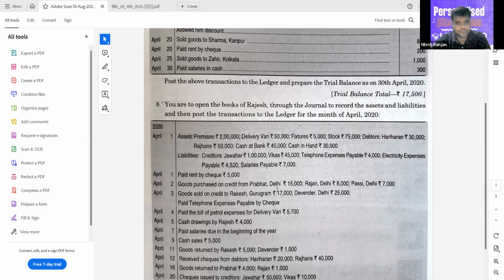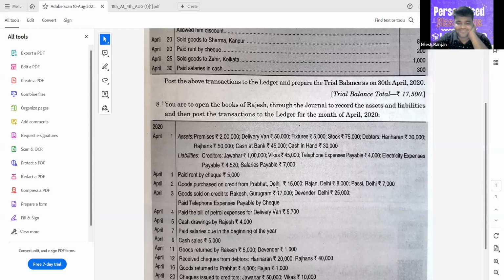Premises account, on the debit side, we will write by balance 12 lakh. Am I right? Sir, I did everything like this. Where is 12 lakh? See, sir, premises. No, 2 lakh, sorry, 2 lakh.